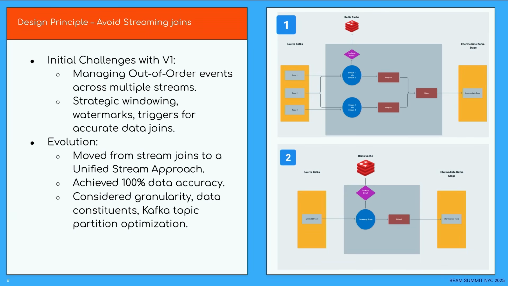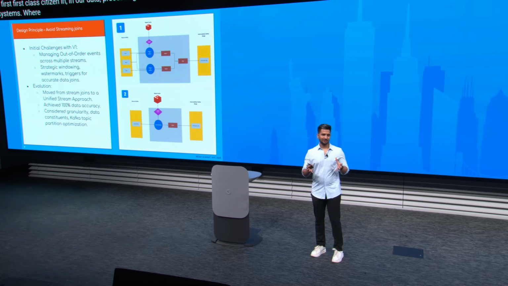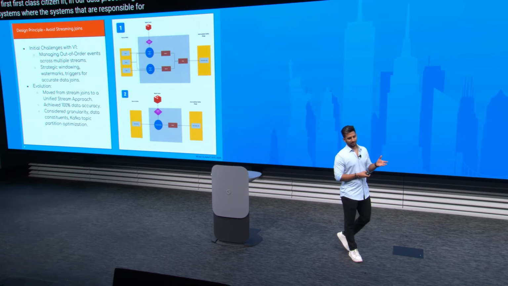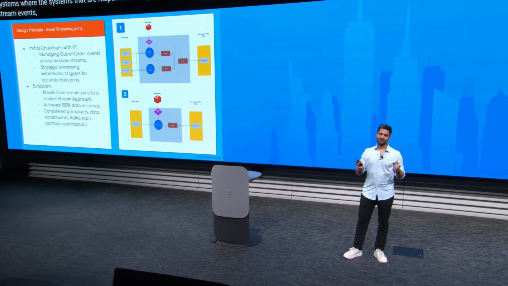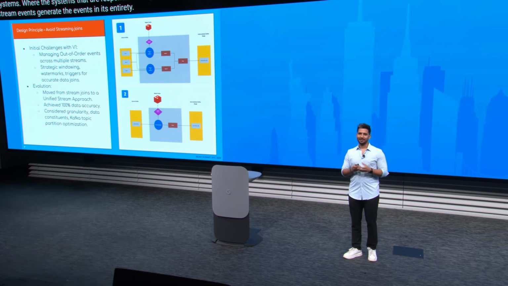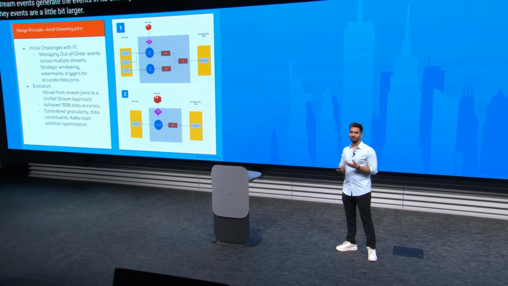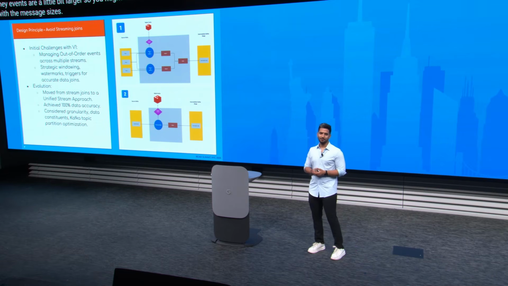It increases the overall complexity. Debugging is hard. But most importantly, the data quality. It's difficult to achieve 100% data quality when you're using stream joins. So that's why we moved to something called a unified stream approach. The way we define unified stream approach is we treat streaming as a first-class citizen in our data processing systems, where the systems that are responsible for generating the stream events generate the events in their entirety. That might mean that the events are a little bit larger, so you might have to play around with the message sizes in Kafka and those sorts of things.